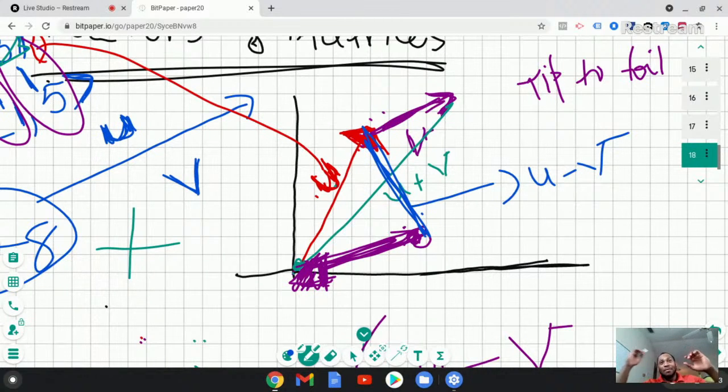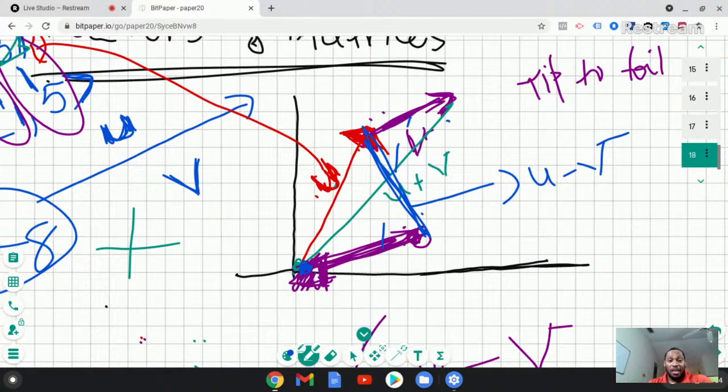Now, let me go over that again so you understand. When we were adding u plus v, all we had to do is drag v all the way from here all the way up here, make that purple. And then the resulting vector was just adding u and v. So it went from one tail to a tip. That was u plus v in green right here, as you can see on the screen.